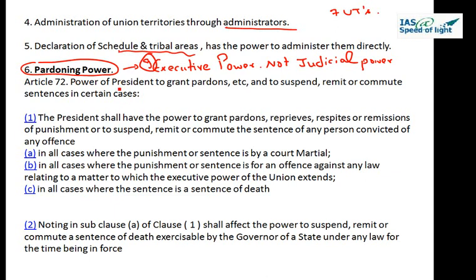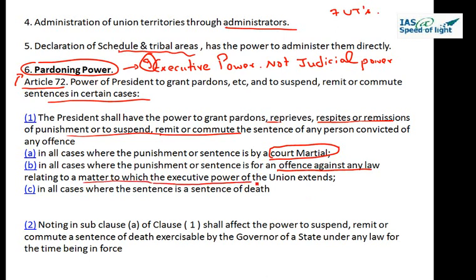Article 72 tells us about the pardoning power of the President: power of the President to grant pardons, etc., and to suspend, remit or commute sentences in certain cases. The President shall have the power to grant pardons, reprieves, respites or remissions of punishment, or to suspend, remit or commute the sentence of any person convicted of any offence, in all cases where the sentence is by a court martial, in all cases where the punishment or sentence is for an offence against any law related to a matter to which the executive power of the Union extends, or in all cases where the sentence is a death sentence.